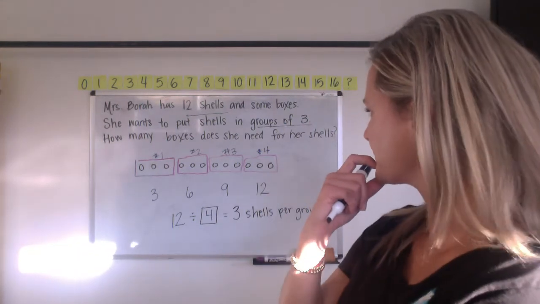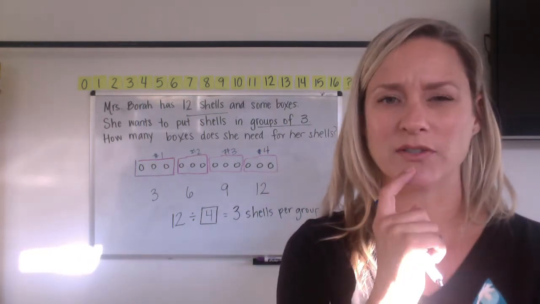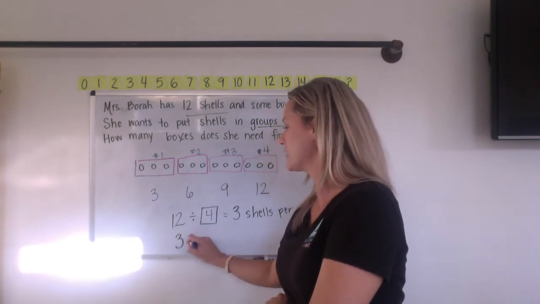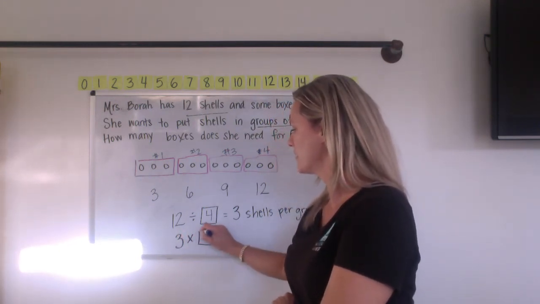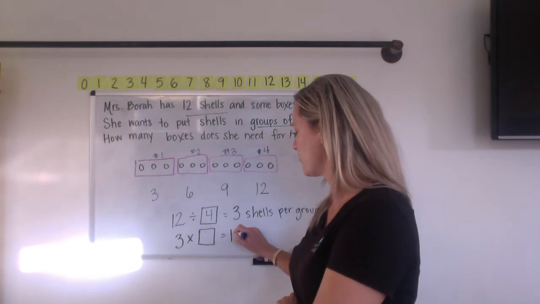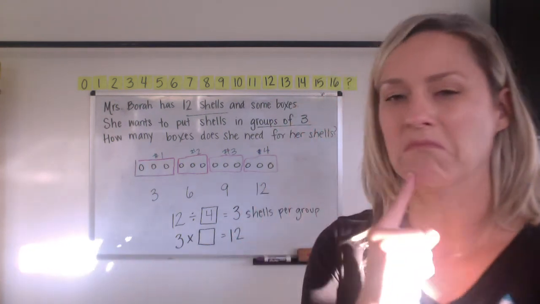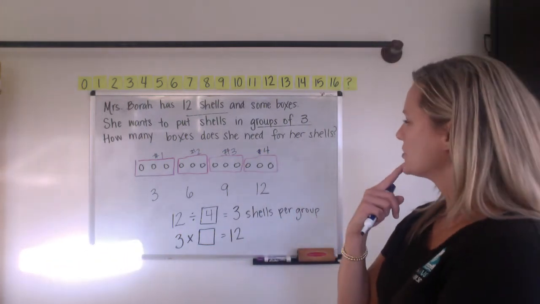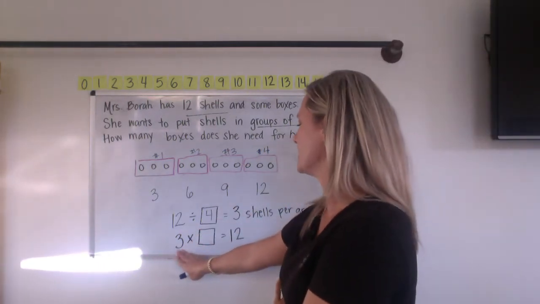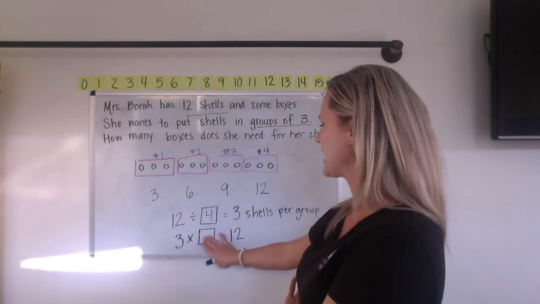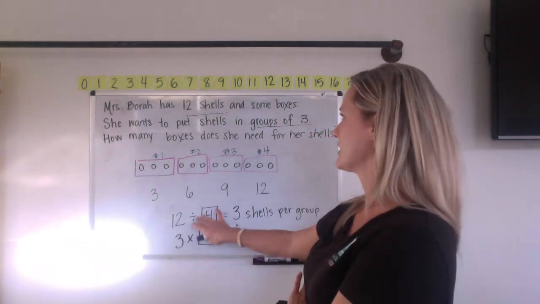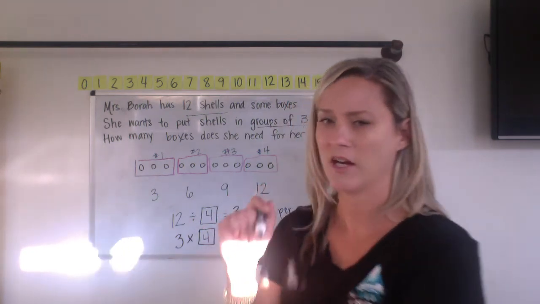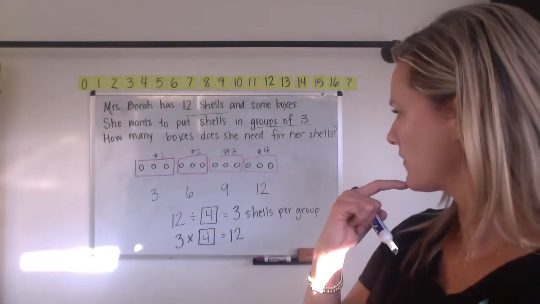How about, did anybody think about 3 times what would make 12? Could you use that information to help you? She's putting them into groups of 3. And how many times would she have to do that to make 12 shells in all? She would have to do that 4 times.